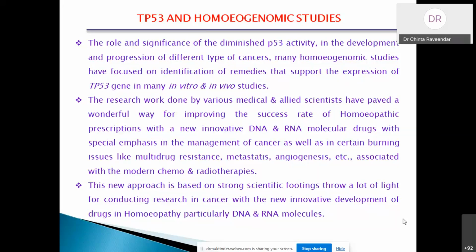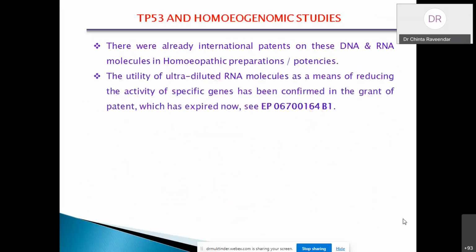Metastasis, one of the big nightmares of modern oncologists. There is scope for homeopathy. Angiogenesis, another nightmare, etc., are associated with modern chemo and radiotherapy. The new approach is based on strong scientific footing and throws a lot of light on conducting research in cancer, with a new innovative development of drugs in homeopathy, particularly DNA, keeping DNA aside, and we are talking about only RNA molecules. Next.